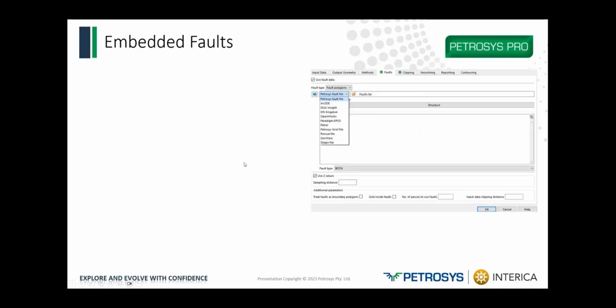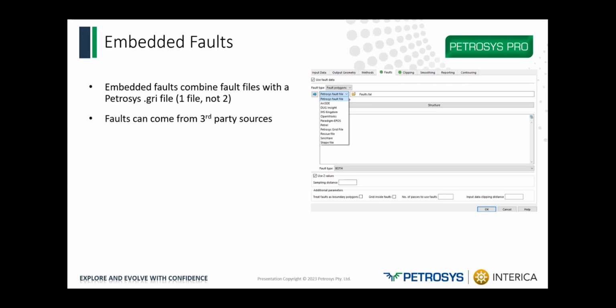I'm also going to talk a little bit about embedded faults. What is an embedded fault? An embedded fault is when we take a fault polygon either from Petrosys or a third-party software and combine it with other input data to create one Petrosys grid file. So rather than having a fault file or a fault polygon from Petrel and a grid file from Petrosys, you just have one grid file from Petrosys. It is combined in that grid file. That is an embedded fault.